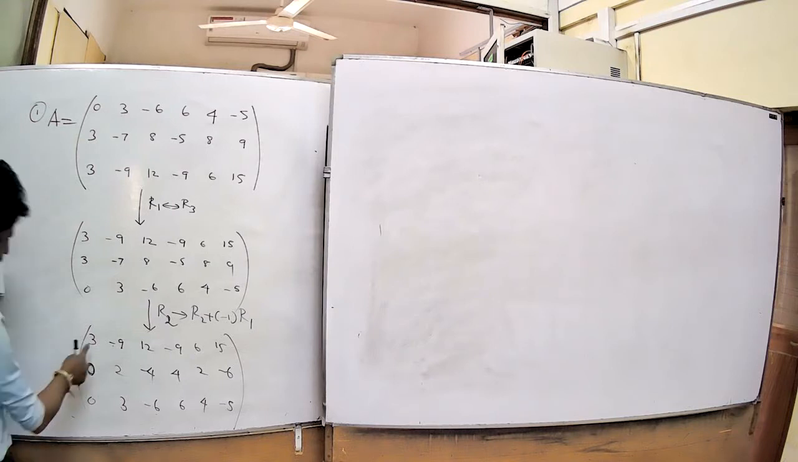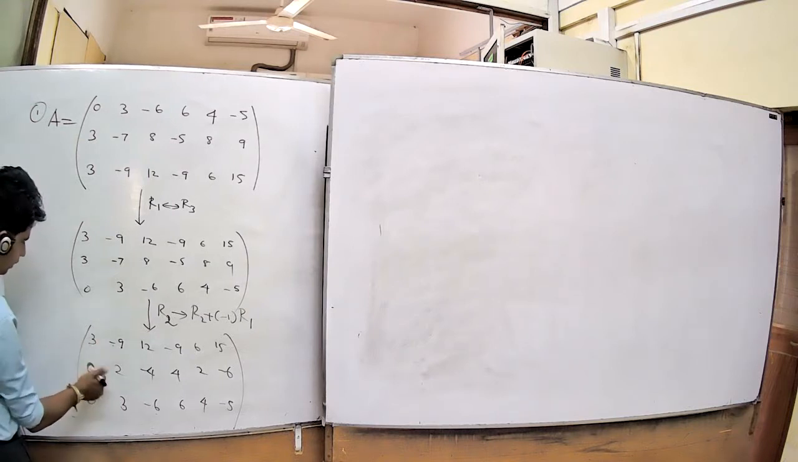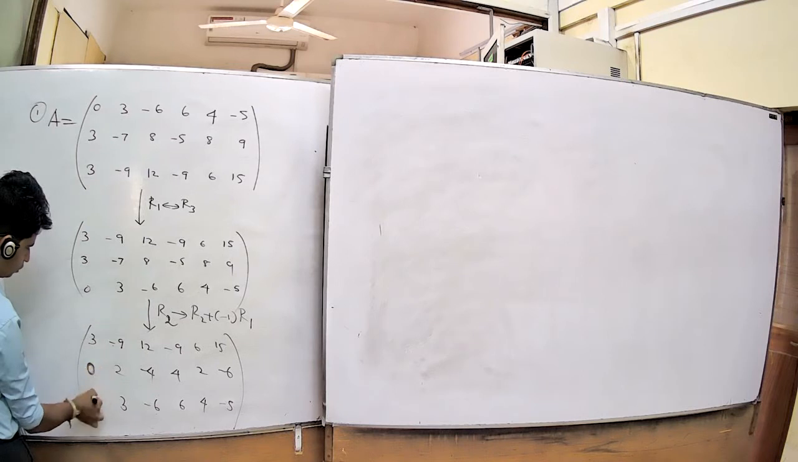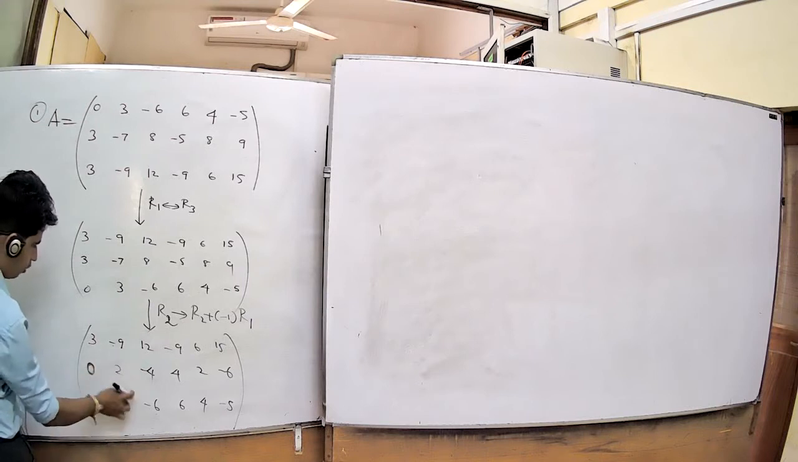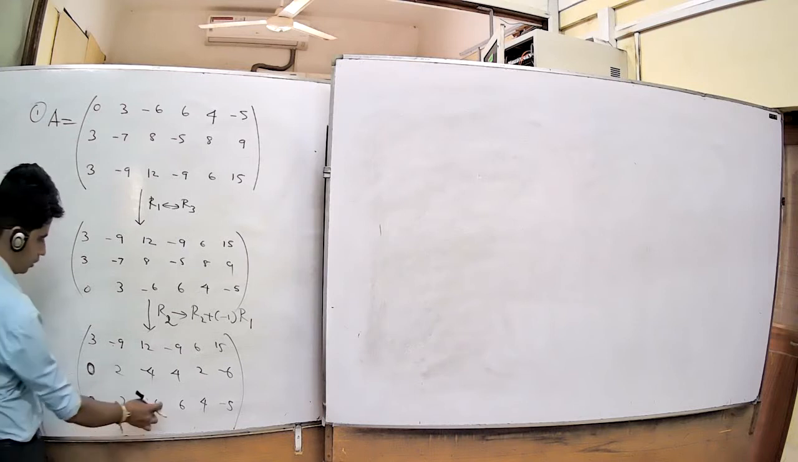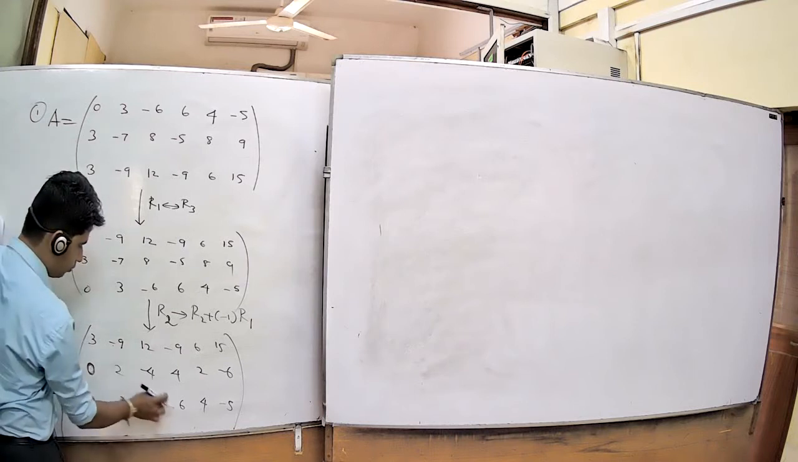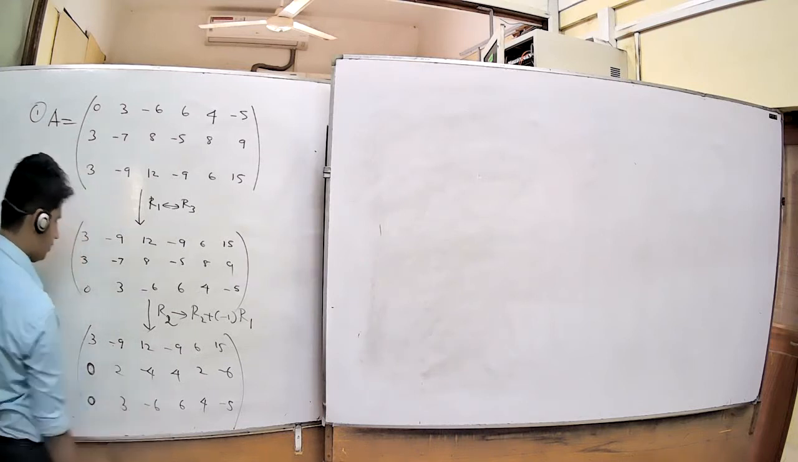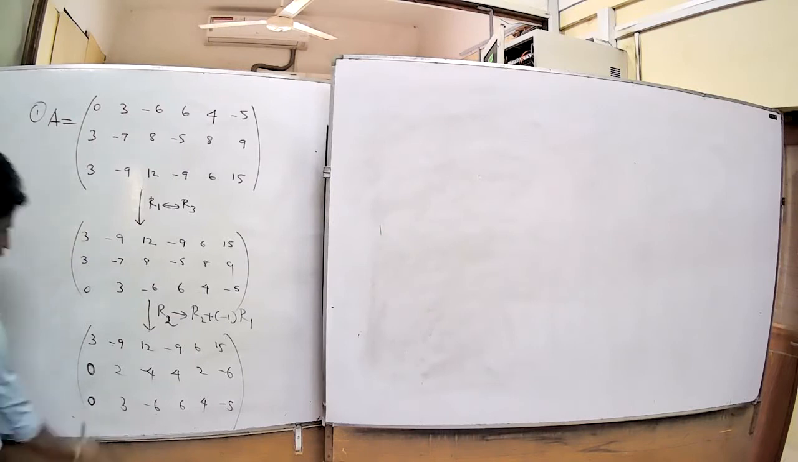Suppose it is your leading one, then the remaining elements below it are 0. Below this, both are 0. Suppose it is your leading one, the element below this should be 0. Here there is no element below, therefore here the leading one is there. Now you want to create 0 values here.